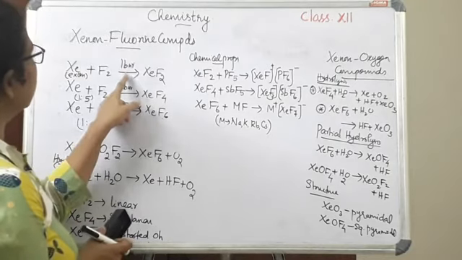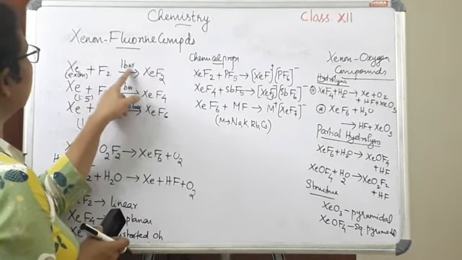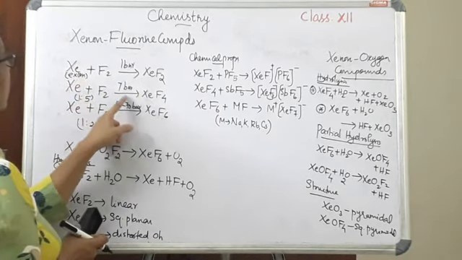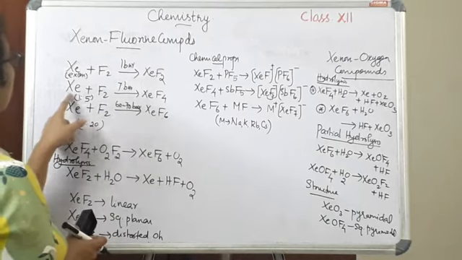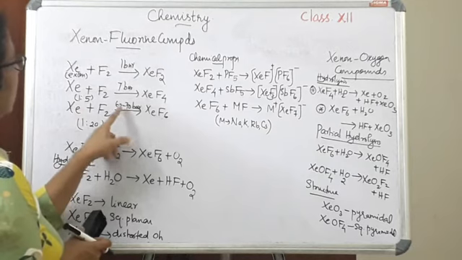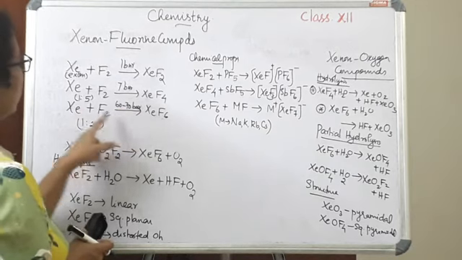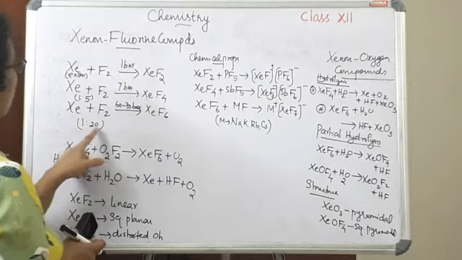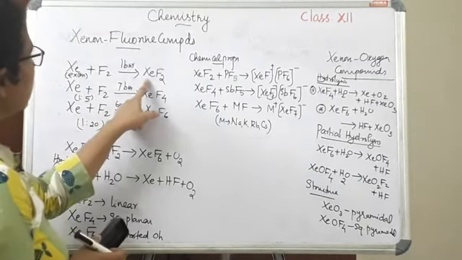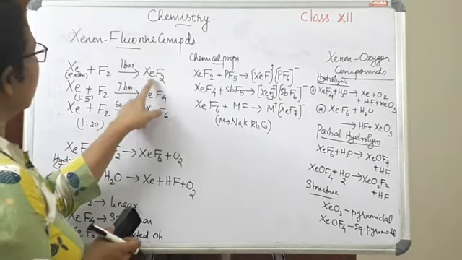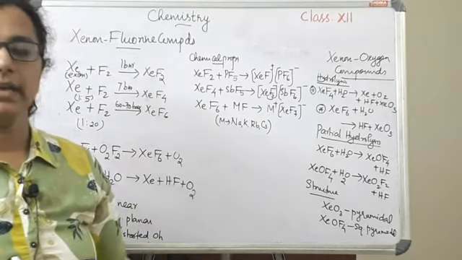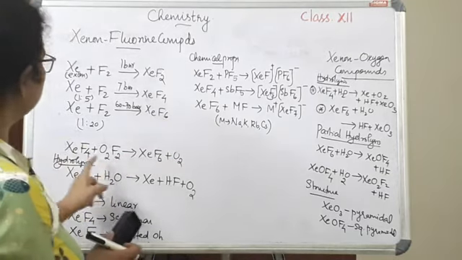But the reaction conditions are important. First reaction condition is 1 bar pressure and xenon is present in excess. Second one is 7 bar pressure and xenon fluorine ratio is 1:5. Third condition is 60 to 70 bar pressure and xenon fluorine ratio is 1:20. So the reaction conditions are important. Anyways, xenon fluorine compounds like XeF2, XeF4 and XeF6 are prepared by the direct combination of xenon and fluorine.